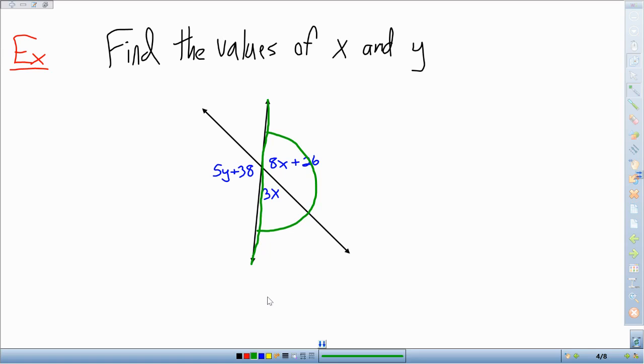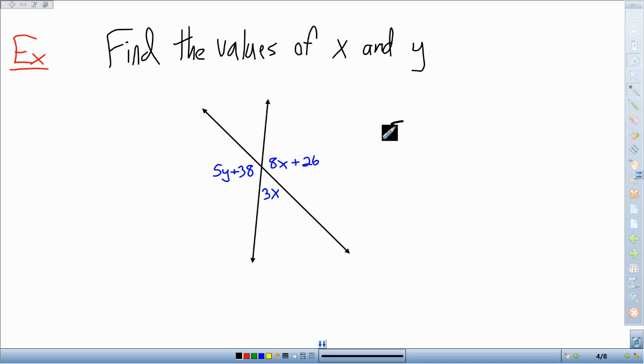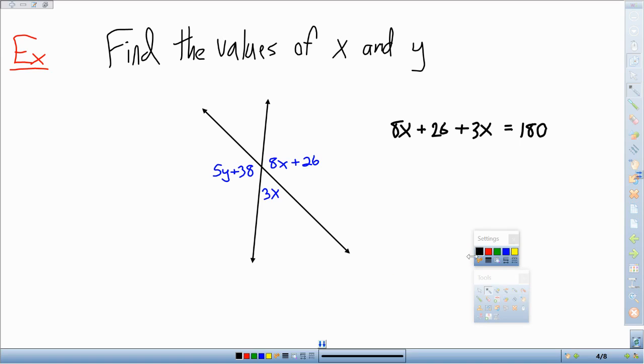So that's where we can start. We know that these two angles, when added together, equal 180 degrees. So let's go ahead and make our first equation. Sorry, let me delete this stuff. So I'm going to start with this one. I know that this angle, 8x plus 26, plus this angle, 3x, add together to equal 180 degrees. That's the hard part. If you can make the equation, everything kind of falls into place. So let's go and do it.